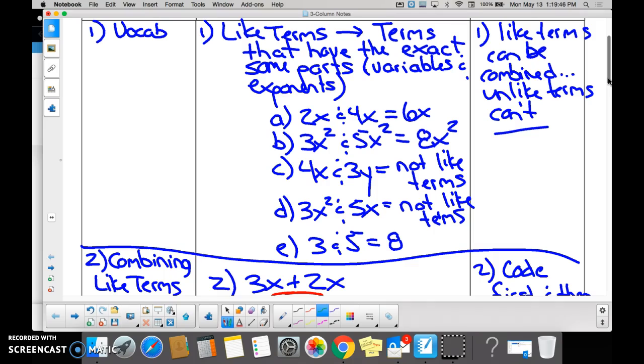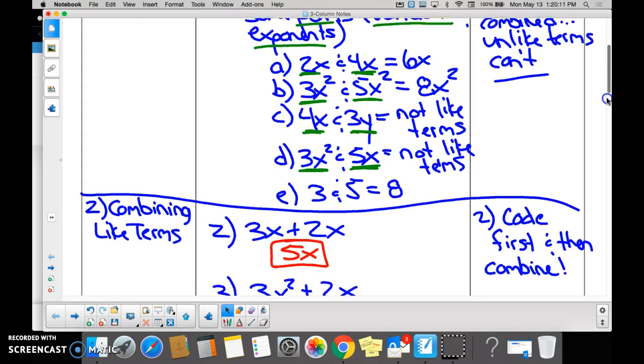And when we're talking about parts, we're talking about, do these two terms have the exact same variables and exponents? Yes. So can you combine them? Yes. Do these two terms have the exact same variables and exponents? Yes. So can we combine them? Yes. Do these terms have the exact same? No. Does this term and this term have the exact same? You get the idea? Excellent.